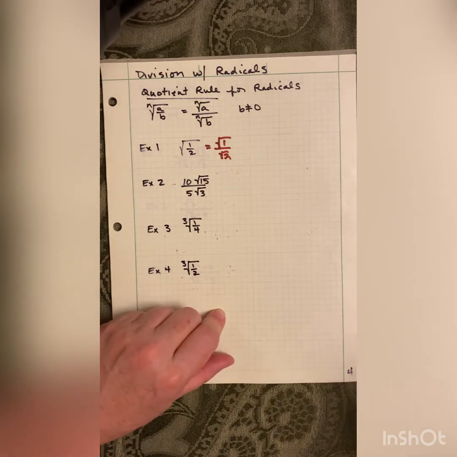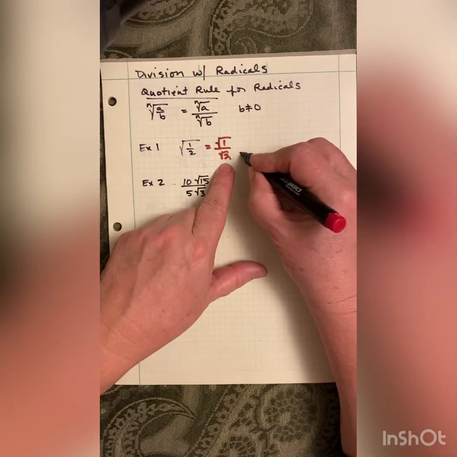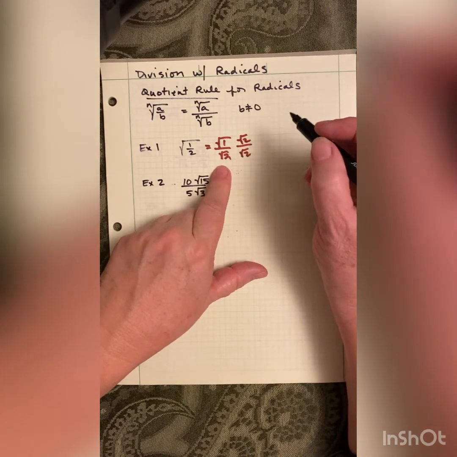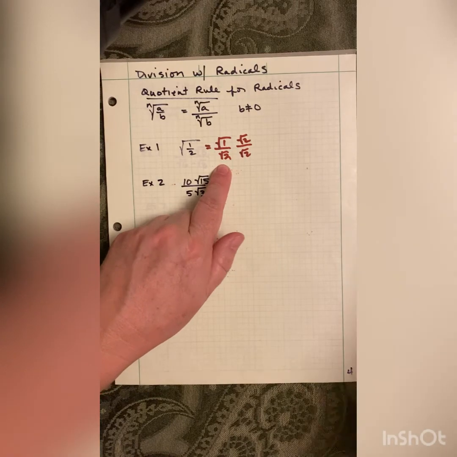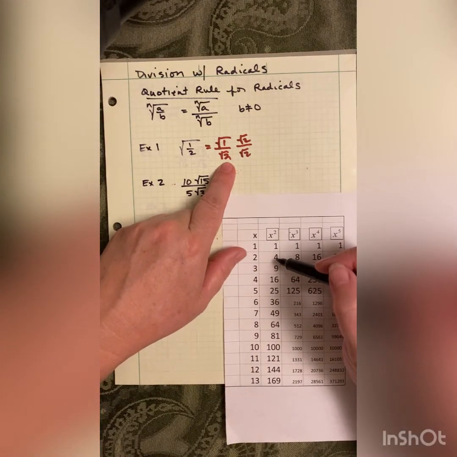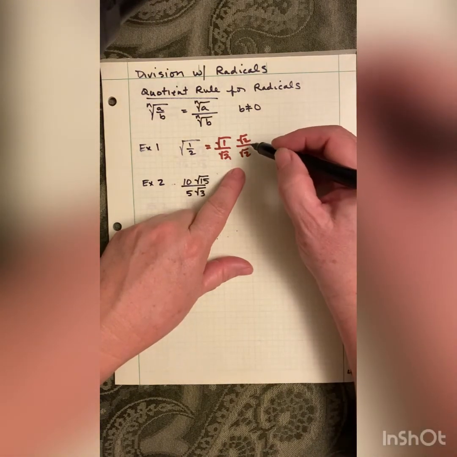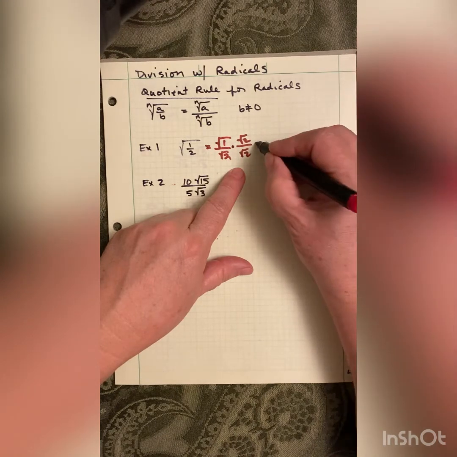To do that, I am going to multiply by square root of 2 over square root of 2. Remember, we want to make a perfect square using 2, so a number that is on my square list. I'm starting with a 2, and I notice if I multiply it by another 2, I can get up to 4. Multiplying by square root of 2 over square root of 2 is the same thing as multiplying by 1. It's not going to change the value.